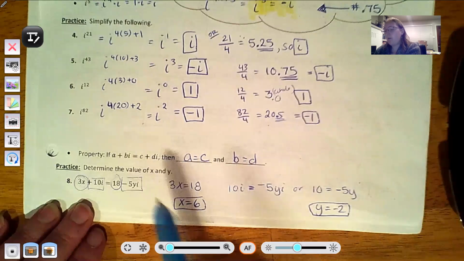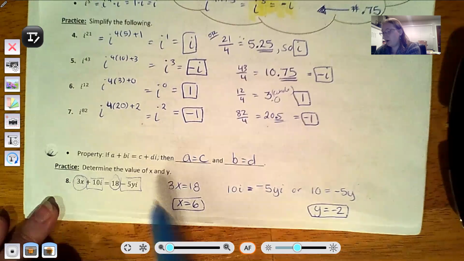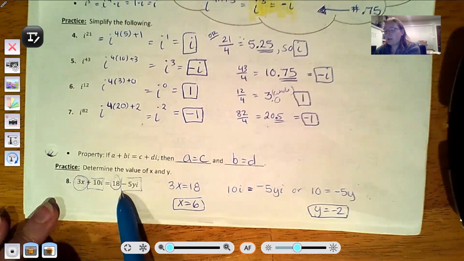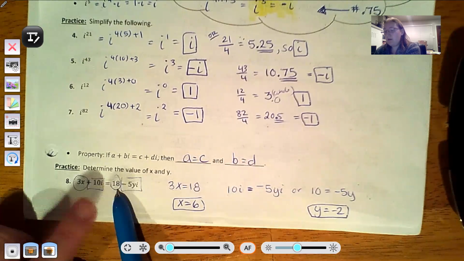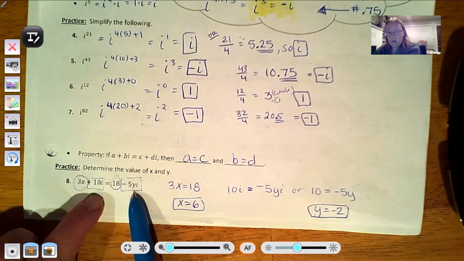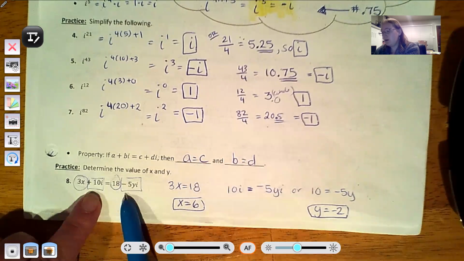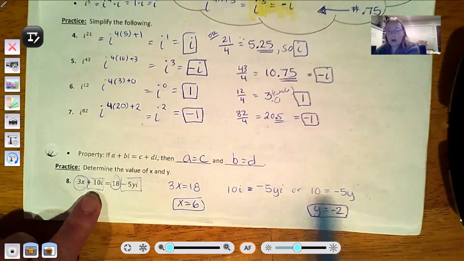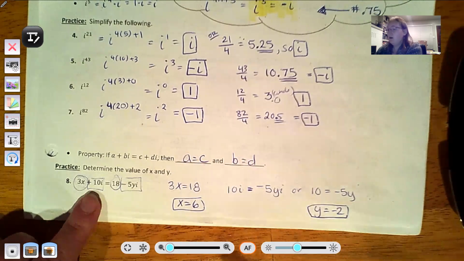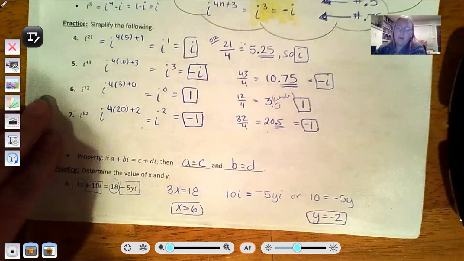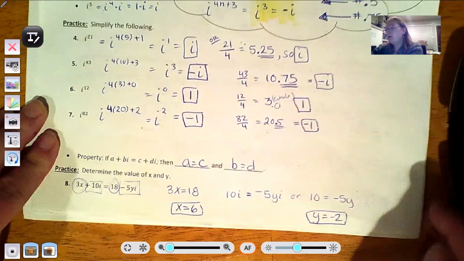So here's a problem where we could solve for a variable x and y just by recognizing that the real parts have to be equal. So the 3x and the 18 would have to be equal, and then the imaginary parts have to also be equal for the numbers to be equal. So I can then set these equal and solve for x and solve for y. Kind of not a typical problem that we encounter much of.